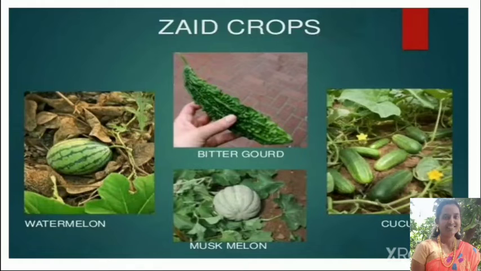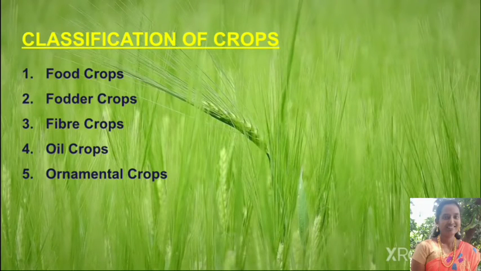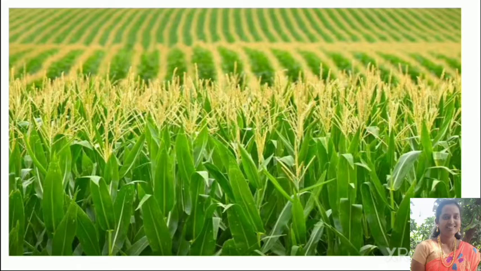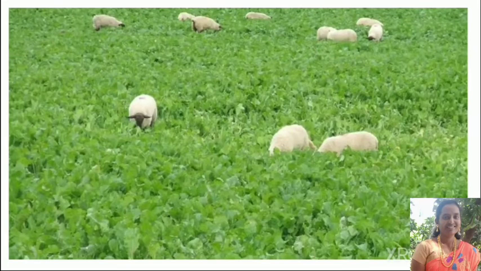Okay, next, according to the utility, that is according to our uses, crops are classified into five. They are food crops, fodder crops, fiber crops, oil crops and ornamental crops. We are going to learn about all these five in detail. The first one is food crops. Food crops are grown for human consumption, that is for human beings. Example, paddy, maize.